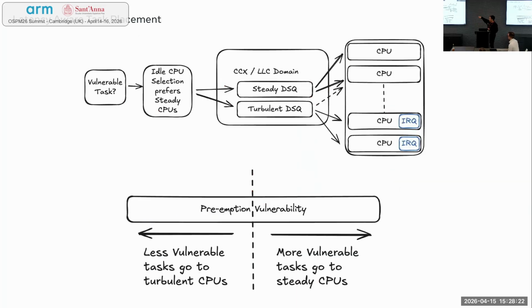If we look at how the queuing structure works, we have another DSQ as part of that CCX domain now. So we have the CPUs that can consume from what we call these steady CPUs, and then you have these IRQ CPUs that are stealing from the turbulent DSQs. And for the vulnerable tasks, depending on some arbitrary threshold right now, if they are more vulnerable, then we try to find an idle CPU among the CPUs that aren't interrupted by IRQs, and otherwise we try to find an idle CPU among the IRQ-polluted CPUs.